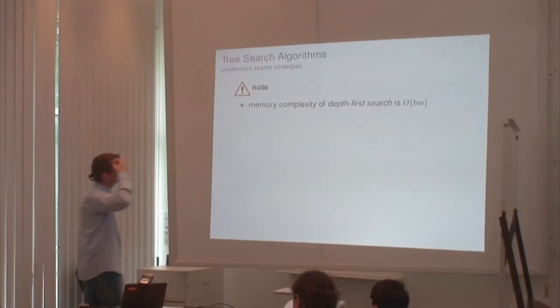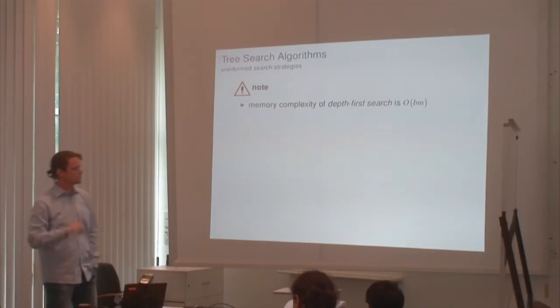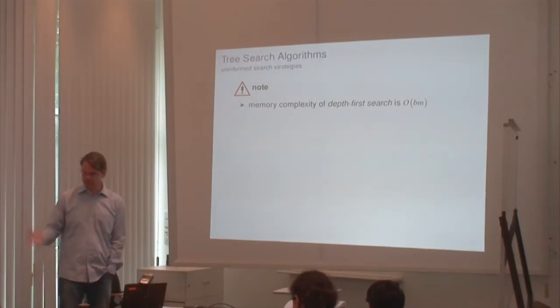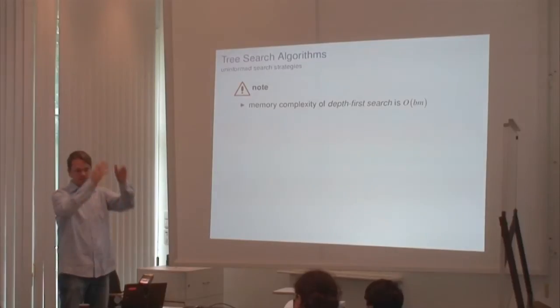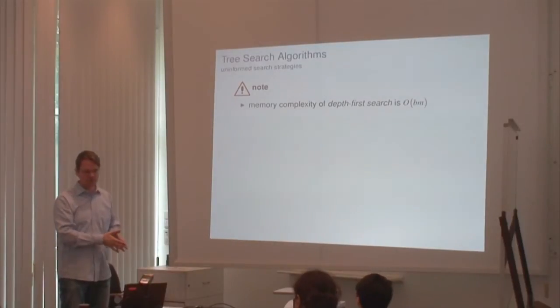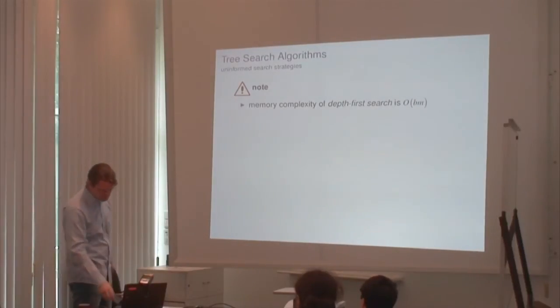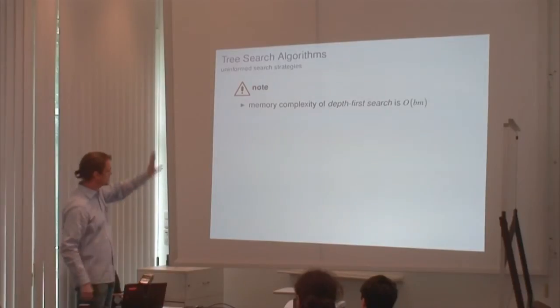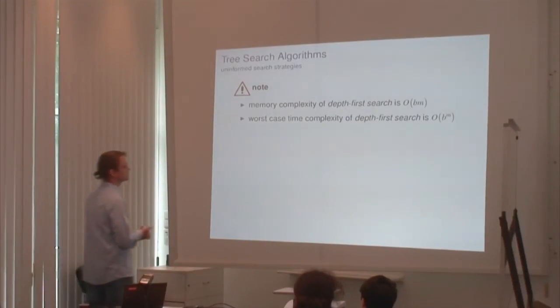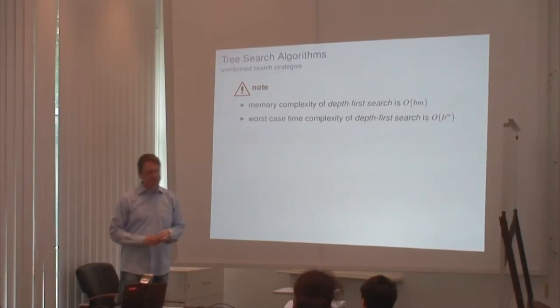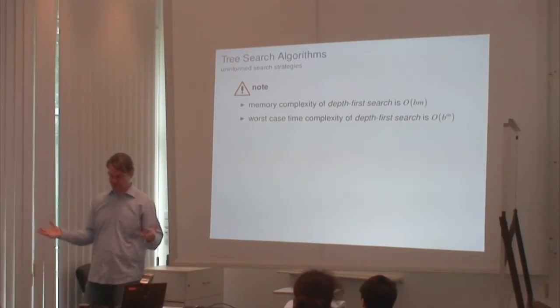The memory complexity of depth-first search is just b times m. This is great because we do not have to keep track of all the nodes in a level, but basically of all the nodes in one branch, and that's usually less. Well, if that m is large, then this is very bad. But the bad thing about depth-first search is the time complexity, which is b to the m.